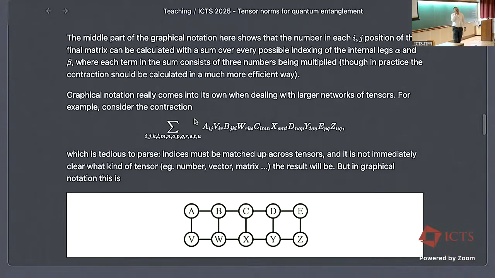This is kind of the idea. The idea is to replace long formulas with many indices by pictures, but they're the same thing. So doing a proof with pictures is as rigorous as doing a proof in coordinates.